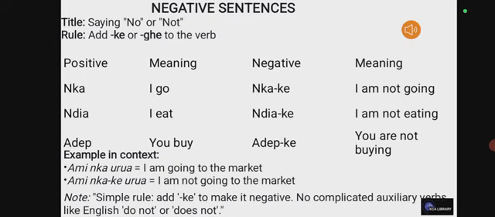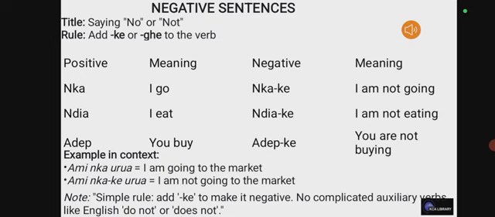Rule. To turn a positive statement into a negative, keep the same subject-verb-object order and add ku or gi to the verb. You do not move the marker to the end of the sentence. It stays with the action word because the verb carries the meaning. Examples. Omi nkoyura means I am going to the market. To negate it, you say omi nkokuyura, which means I am not going to the market. The ku attaches to ko, the verb root for go.